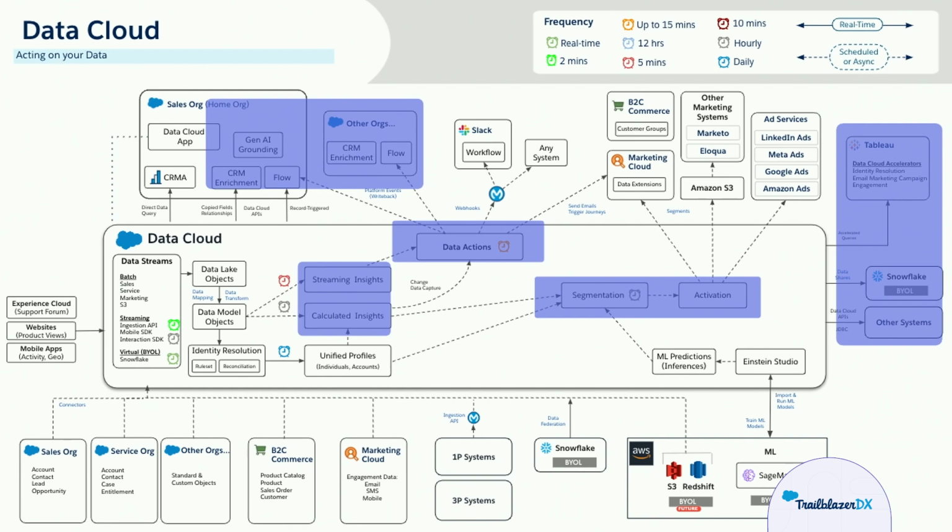If the data changes, send an email in Marketing Cloud. If the data changes, I want it to do something in another org, or send some other notification. I can create platform events. I can trigger Slack notifications. All of those are possible using data actions.